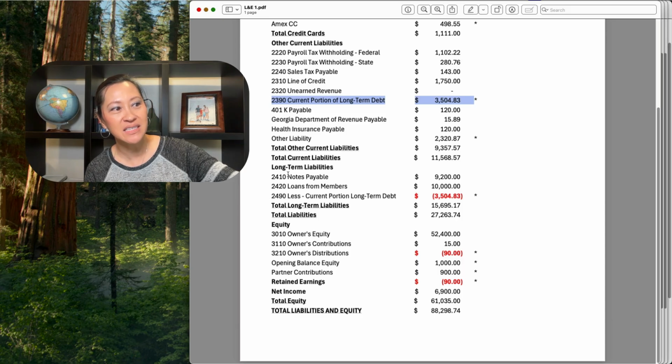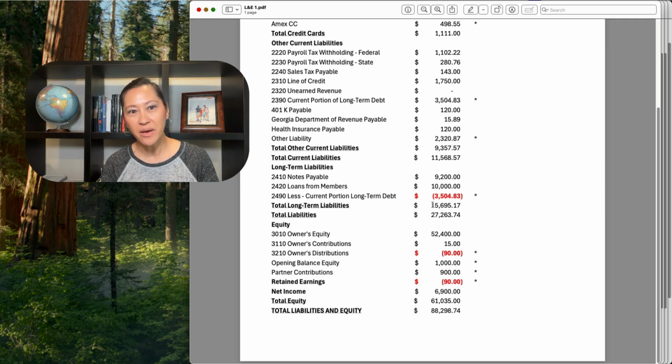For example, you might see loans of $10,000 and $9,200, but only $3,500 is due this year. Less current portion of long-term debt subtracts that $3,500 from the long-term total, showing that the remaining debt extends beyond this year. So these two accounts should match perfectly. Adding the current portion back to the net long-term balance should give you the total loan amount.